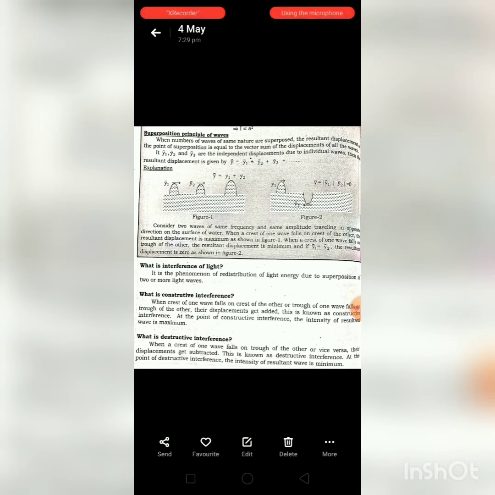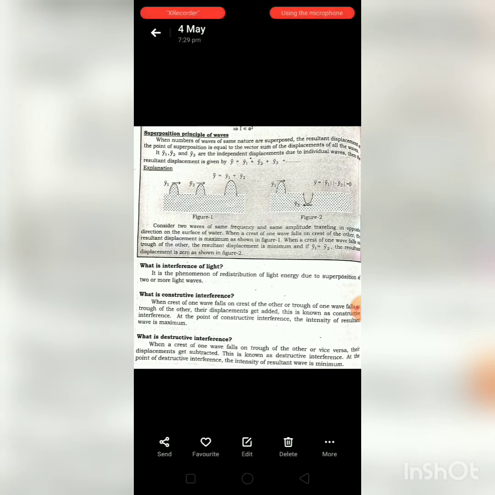So their diagrams, and also the superposition principle and interference of light. Interference of light is the phenomenon of redistribution of light energy due to superposition of two or more light waves. Due to the superposition of two or more waves, a new resultant wave is formed, with redistribution of light energy. That is the interference of light. There are two types: constructive interference and destructive interference. In constructive interference, crest falls on crest or trough falls on trough, and we get the result.